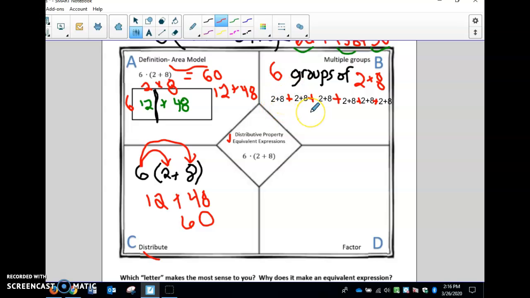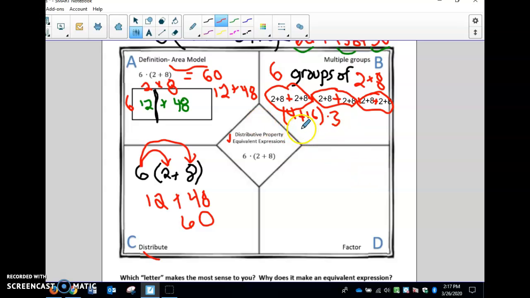Notice this also allows us to simplify some really cool things. For example, I could write this as, if I took 2 plus 8 and 2 plus 8 and wrote that as 4 plus 16, I've actually got this group right here 3 times. 1, 2, 3. And so I could actually write this as 4 plus 16, and I have 3 groups of it, or times 3. And that would give me an equivalent expression.